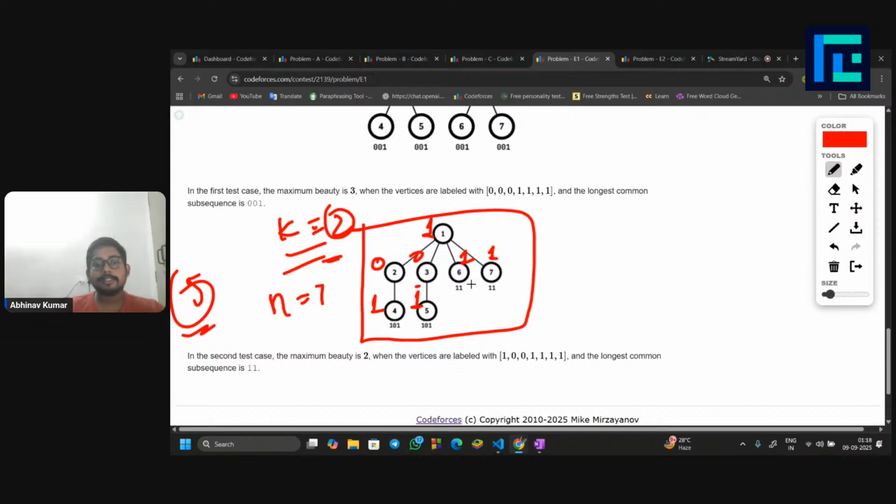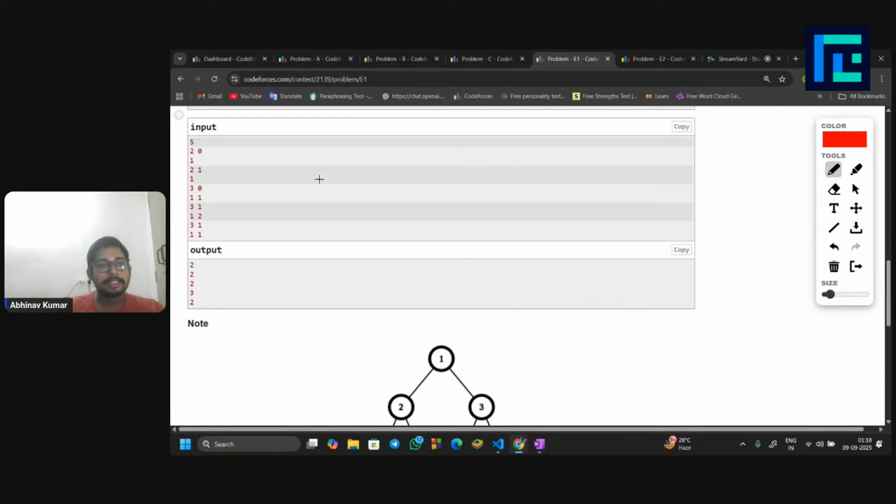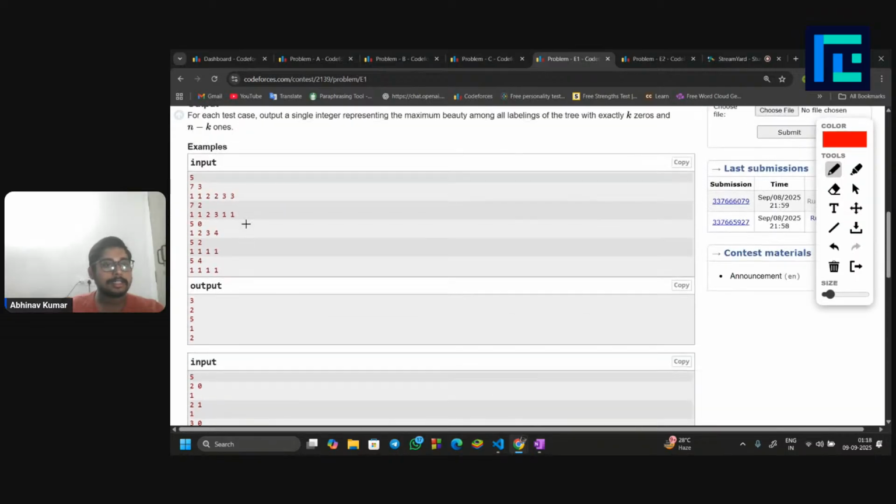So if you look at the names, for this leaf node you are coming from 1 to 6, so its name was 1, 1. For this leaf node 1, 1, 1. For this leaf node 1, 0, 1, and for this one also 1, 0, 1. If you look at these strings, what is the longest common subsequence? If you take 1, 1, then 1, 1 comes here also, and here also. So 1, 1 was the longest common subsequence having size 2. So 2 was your answer for this particular test case. I think this is the second test case, whose answer was 2.